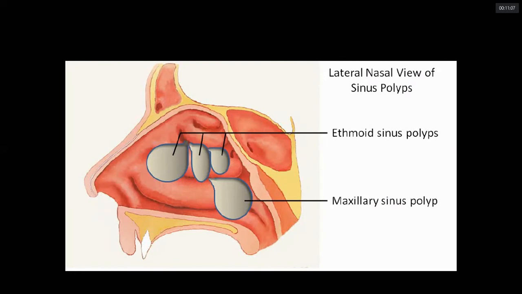You may know that there are two types of polyp. One is the maxillary sinus polyp, and the other is the ethmoid polyp. The maxillary sinus polyp is also called the antrochoanal polyp. This is the lateral nasal view. This is the inferior turbinate and inferior meatus, and this is the middle turbinate and middle meatus, and the maxillary sinus is lateral to this part. See the mass: it is coming from the maxillary sinus towards the choana, and not only in the choana, but it has reached the nasopharynx.